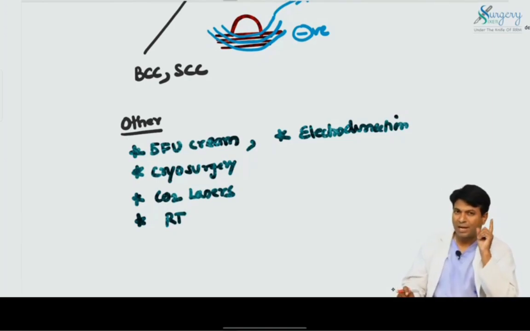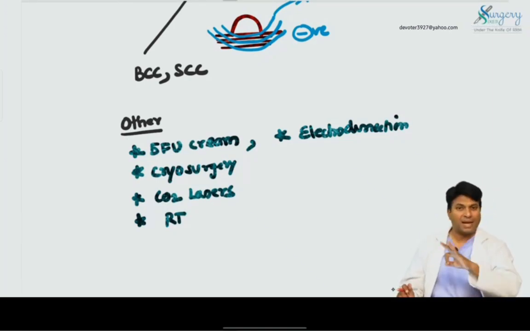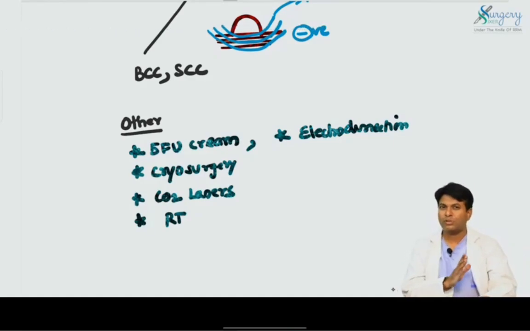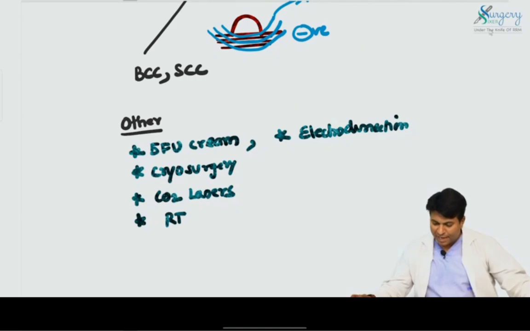So for basal cell cancer, the only mode of spread, as I told you, is direct spread. But squamous cell cancer has all modes of spread: direct spread, lymph node spread, and hematogenous spread also. So squamous cell cancer has a bad prognosis compared with basal cell cancer. Please don't forget this point.